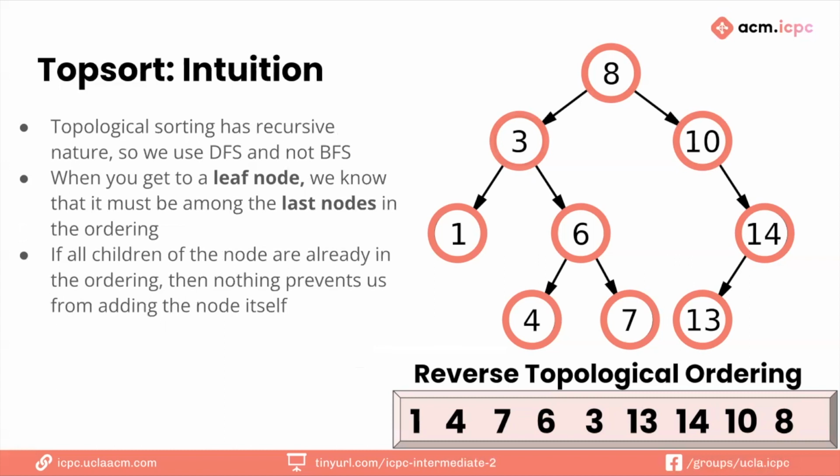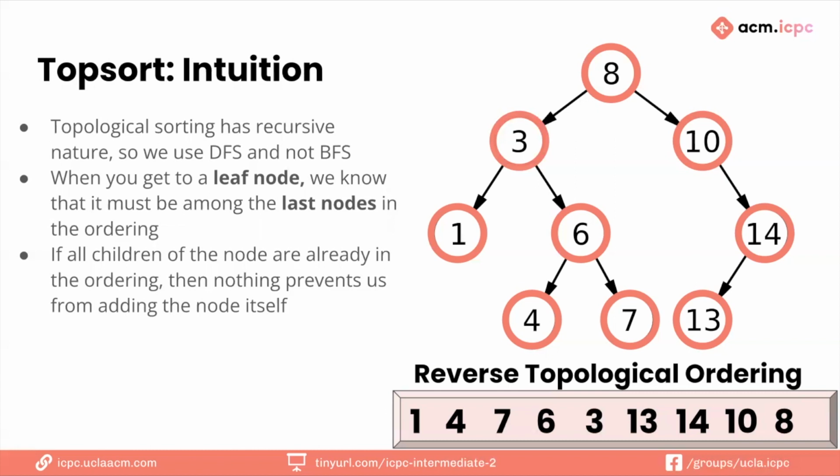Well, as you might have noticed, topological sort has a certain recursive nature. If you just focus on the left branch of node 8, nodes 1, 3, 6, 4, and 7, if you sort those nodes, solely those nodes, you can treat it as a separate chunk of your topological ordering. And as you can see here, indeed, it goes all as a separate chunk. So it has a certain recursive nature. So that's why we use DFS and not BFS.